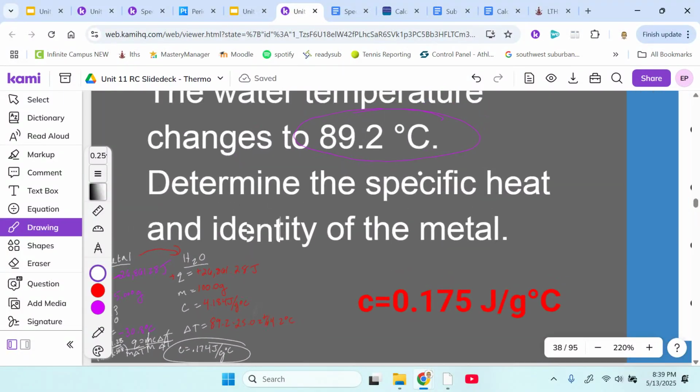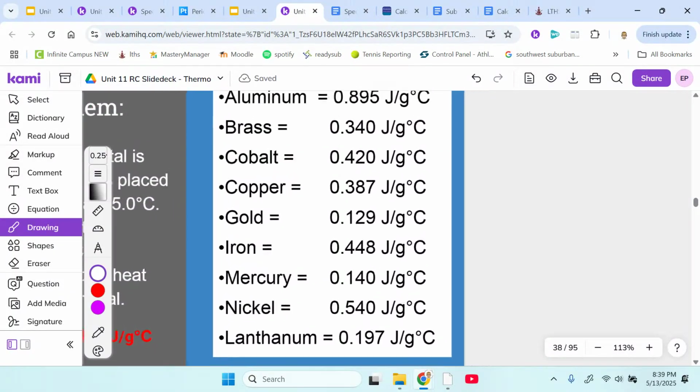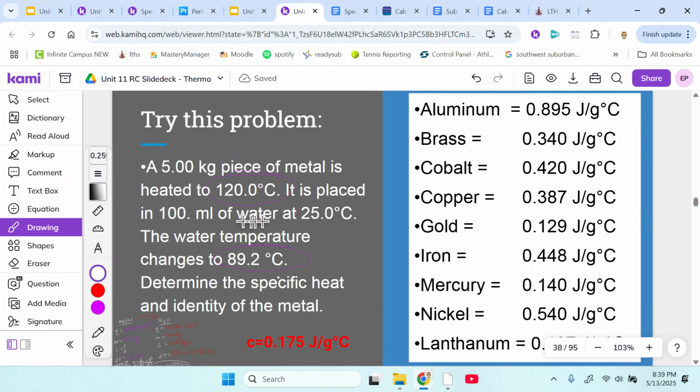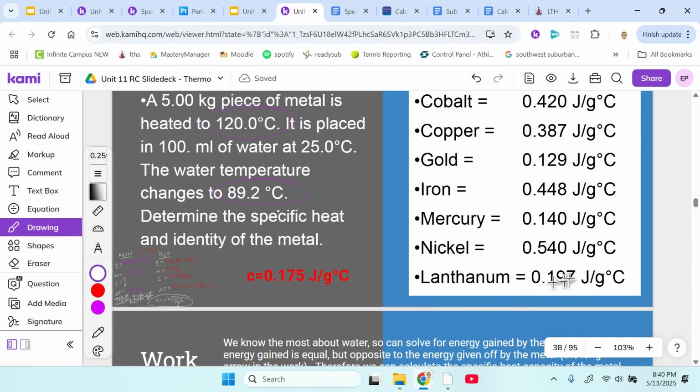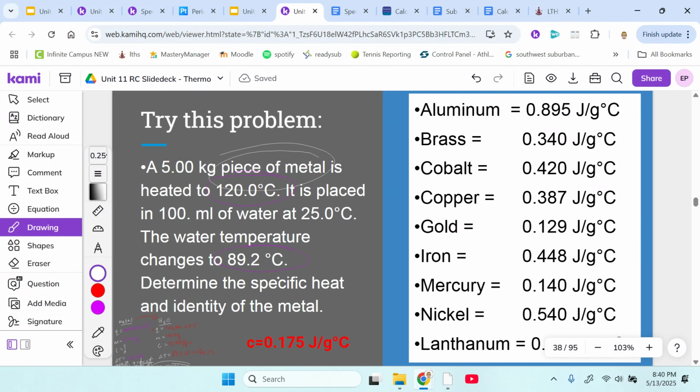Okay, now let's zoom out here. 0.174. Notice what is closest to that value. So it's not aluminum, not brass, copper, cobalt, gold, iron. So it looks like it's going to be lanthanum. So the identity of the metal in the coffee cup calorimeter, that piece of metal that's unknown, is lanthanum.